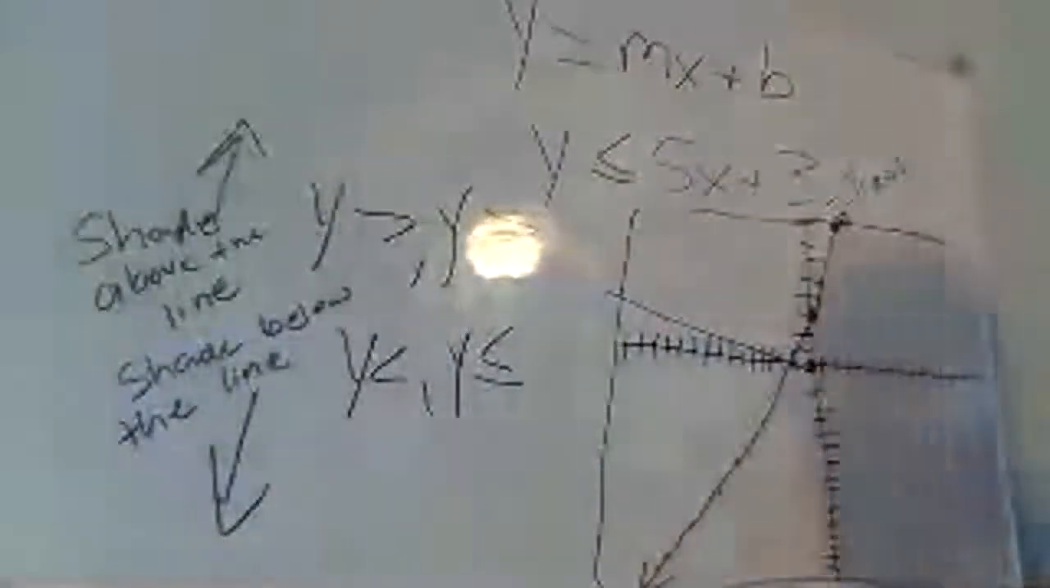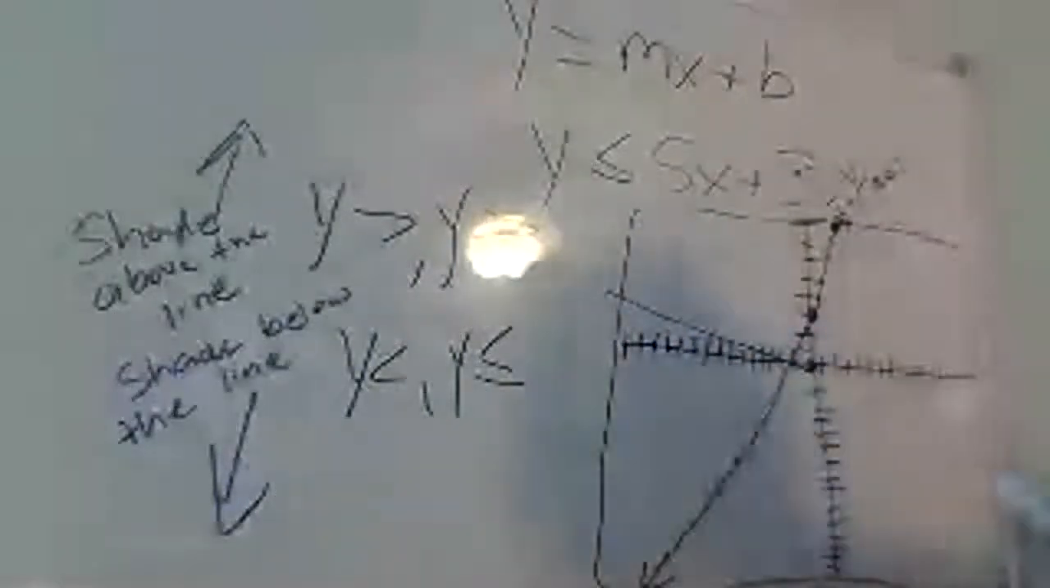Okay, so given this rule, where am I going to shade on this equation we've been working with? Y is less than or equal to 5x plus 3. Where am I going to shade? We're going to shade the 3rd and 4th quadrant. Good. Are we going to shade below this line or above this line? Below.